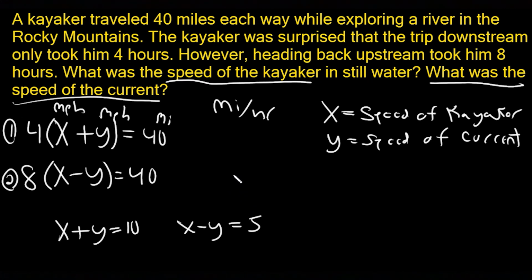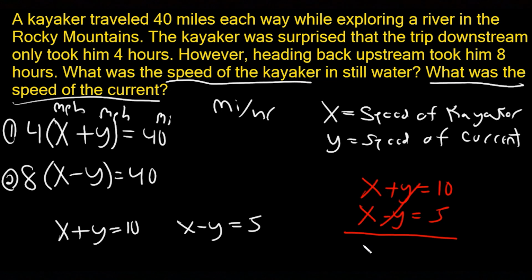Now, these are set up perfect for elimination. So for example, if I rewrite it as x plus y equal to 10, and then right underneath I have x minus y equal to 5, if I use elimination here, the y's are going to cancel, meaning I'm going to add, right? So adding this up, the y's will cancel. X plus x, I get 2x. And then 10 plus 5, I get 15, okay? So 15 divided by 2, that's 7.5. So x is equal to 7.5. And again, this is going to be miles per hour. So that is the speed of the kayaker.